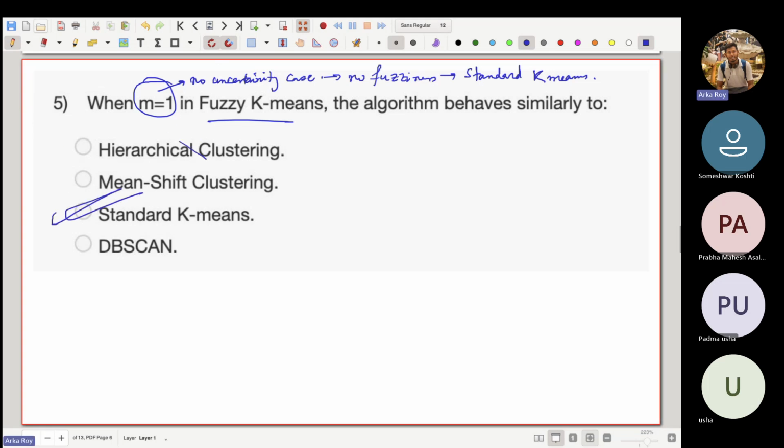Again, it is not HSE, because both HSE and mean shift clustering work on something with a different methodology.